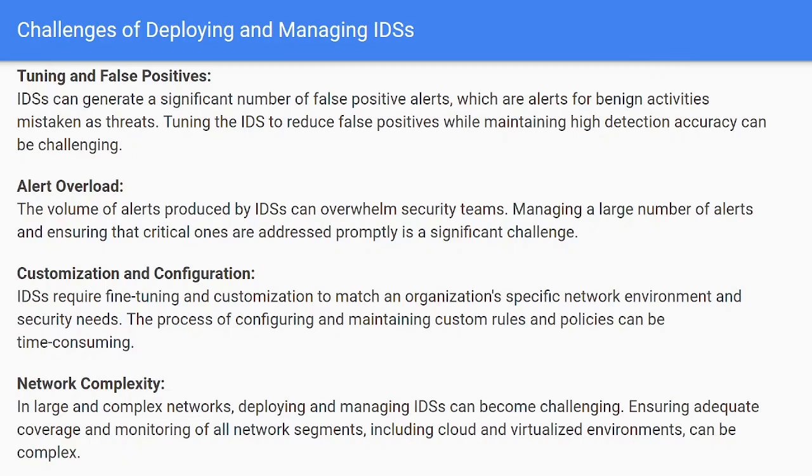Then the next one is network complexity. In a large and complex network, deploying and managing IDS can be challenging. You understand? Ensuring adequate coverage, monitoring all network segments, including the cloud and virtualized environments, can be complex. So if your network is complicated, if you have on-prem and cloud as well, you want the IDS to be able to monitor all the network segments in your organization. It can be quite complicated to ensure that.